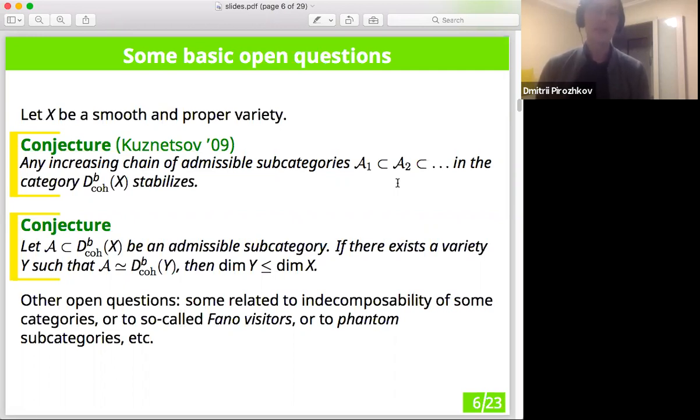It's just to illustrate that we don't really have good tools to control the behavior of admissible subcategories. And there are many other open questions, like for example, many questions about phantom subcategories that were mentioned today, but I will maybe mention them as we come closer.